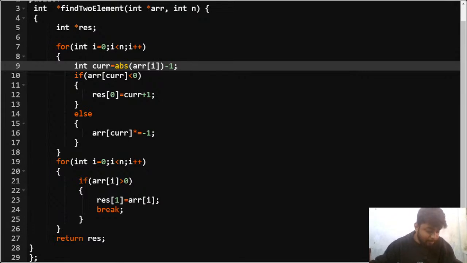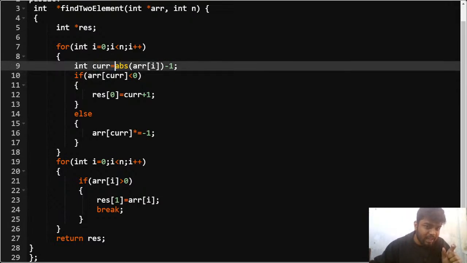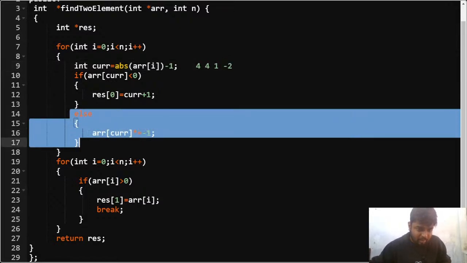So what will happen if the current element is already negative? Let's say I have 4, then 4, and then 1 and 2. If this is what I had, then for the element at index 4, I'll mark it as -2, if it is not 0. The element at index 4, that is 2, is greater than 0, so I'll come here and mark it as -2.